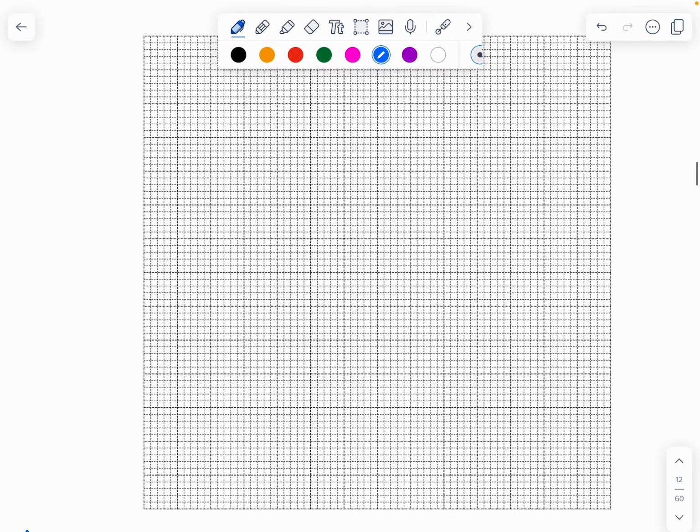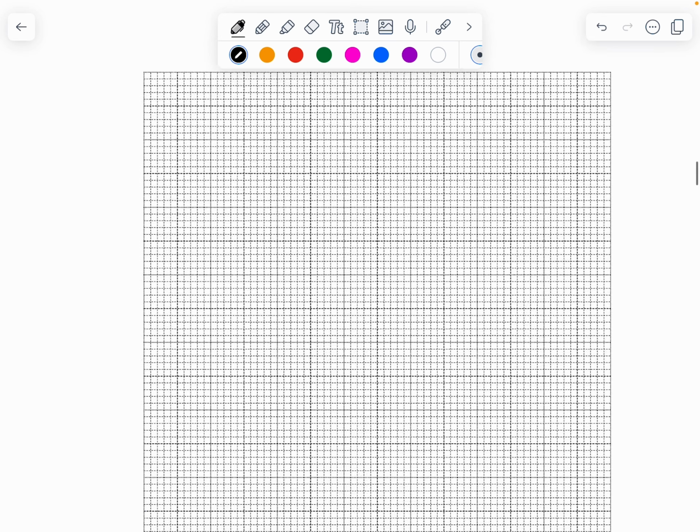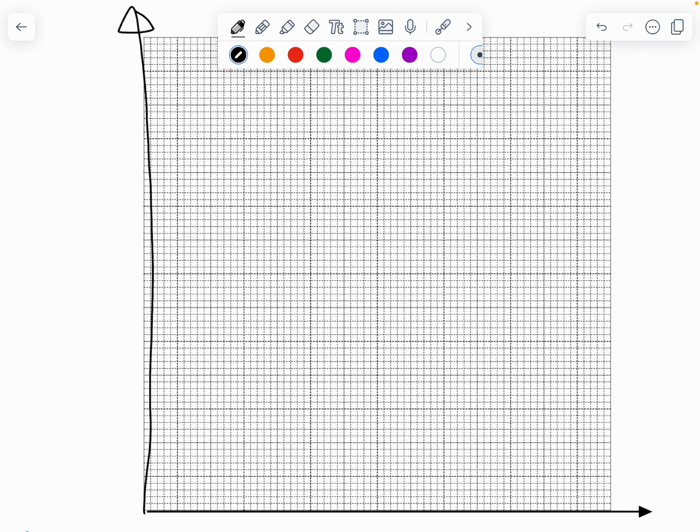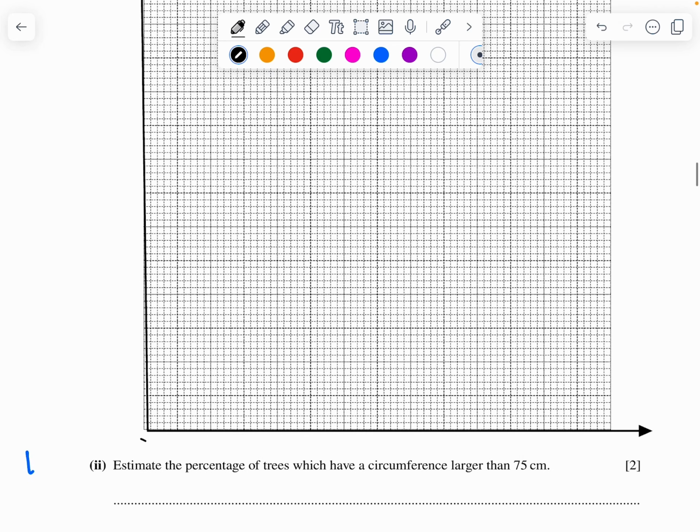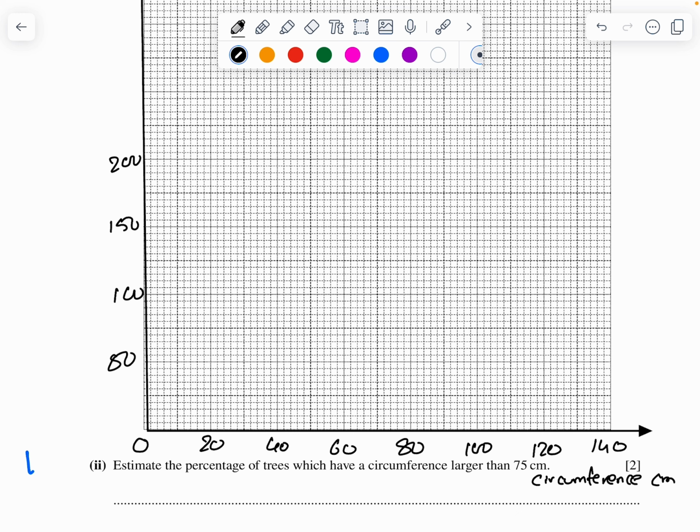So for that, go to the graph and proper scaling has to be done. So draw the x-axis and y-axis. Then it is 0, 20, 40, 60, 80, 100, 120 and 140. And I'm going to use 50, 100, 150, 200. And this is going to be circumference in centimeters, and this is cumulative frequency CF.